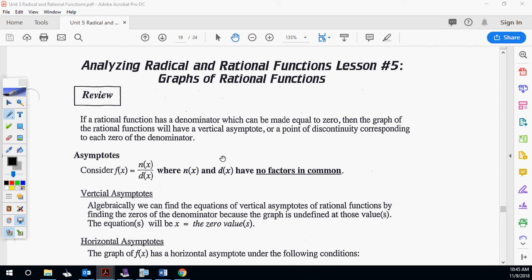Analyzing radical and rational functions, lesson 5. We're going to do graphs of rational functions. So we're kind of putting it all together in terms of asymptotes, points of discontinuity, and different things like that, which we're going to focus on in order to graph them.